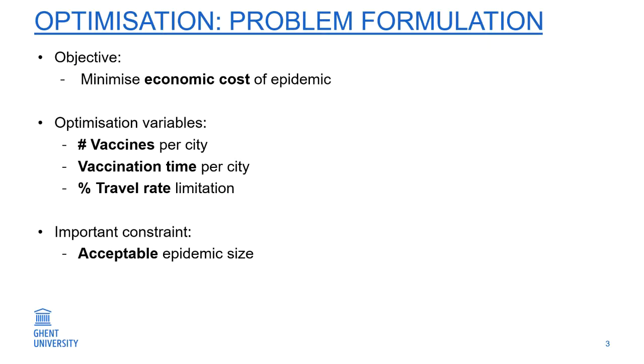The optimization problem we intend to address is the minimization of the economic impact of an epidemic. The variables that need to be optimized are the number of vaccines per city, the vaccination times, and the percentage travel restriction. Of course, it has to be prevented that the epidemic becomes unacceptably severe, and this forms a primary constraint of the optimization problem.